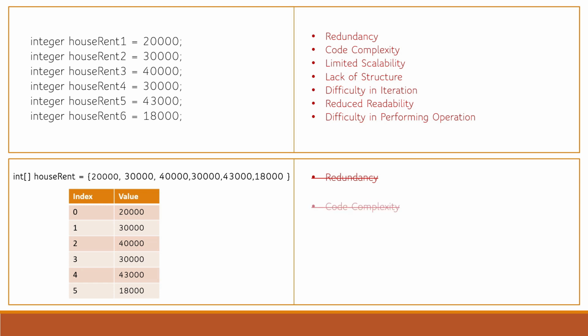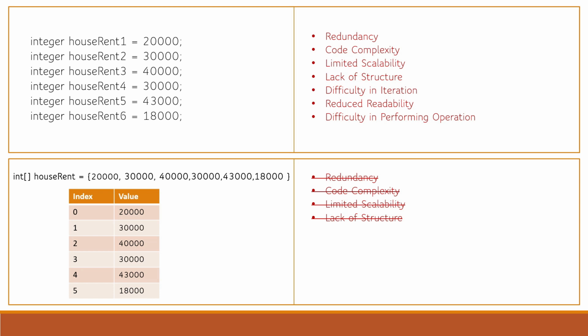The next one is that now a lot of code complexity is removed. We gather all the data in a single place and we can perform operations on it. And the data structure also provides built-in methods. Arrays can be resized dynamically in some programming languages. If we need an additional house rent, we don't need to add another variable. We just need to add another value to it. So it becomes easy to scale the solution.